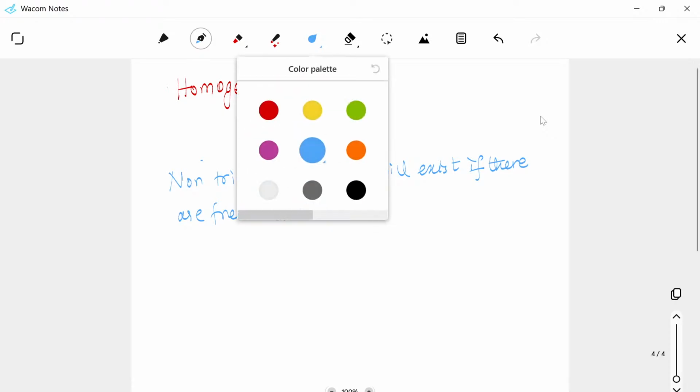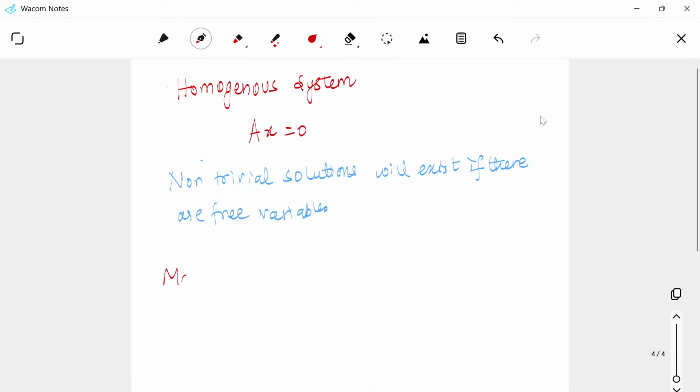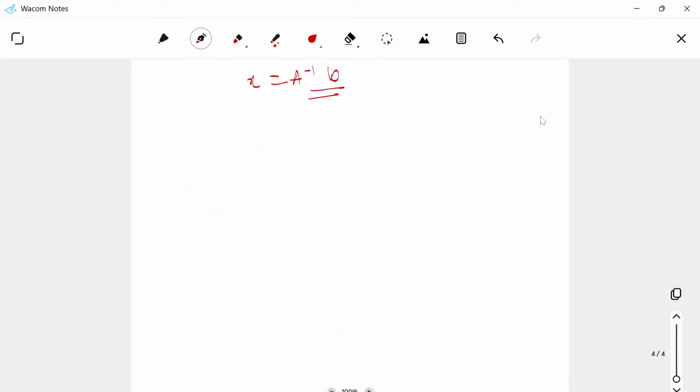Then you have matrix inverses. Okay, if Ax equals B, x will be A inverse of B.